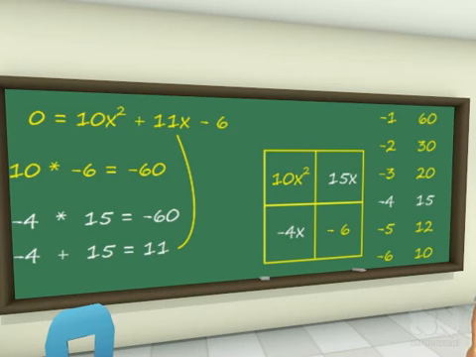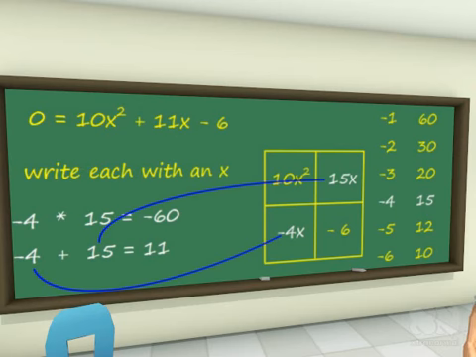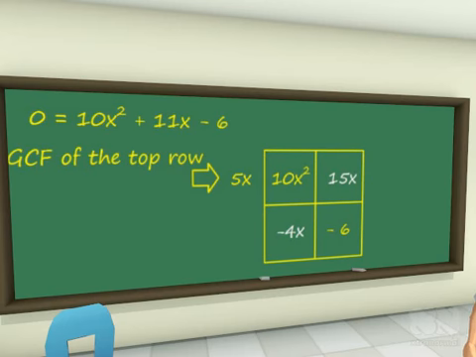Now we put those two factors in the other two squares, except we include an x with each factor since we are solving for the linear or middle term of the quadratic. It does not matter how you choose to put them. Either way works. Now we find the greatest common factor, the GCF, of the top row. In this case it is 5x.